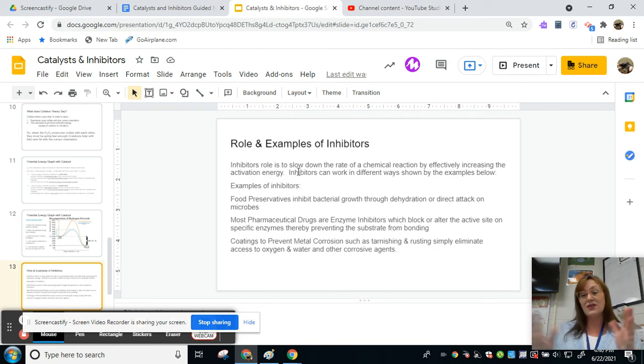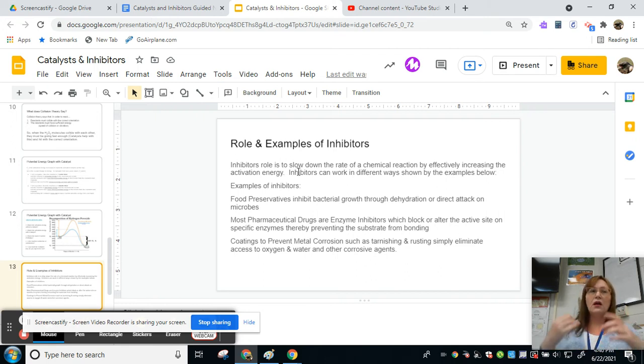They work in different ways. There's lots of different kinds of inhibitors. We're not going to study inhibitors too much in this high school level chemistry class, but if you do take an organic chemistry class, you'll get much more into inhibitors. There are lots of inhibitors that are in our bodies, and they play very vital roles. But I'm just going to give you a few examples, okay?